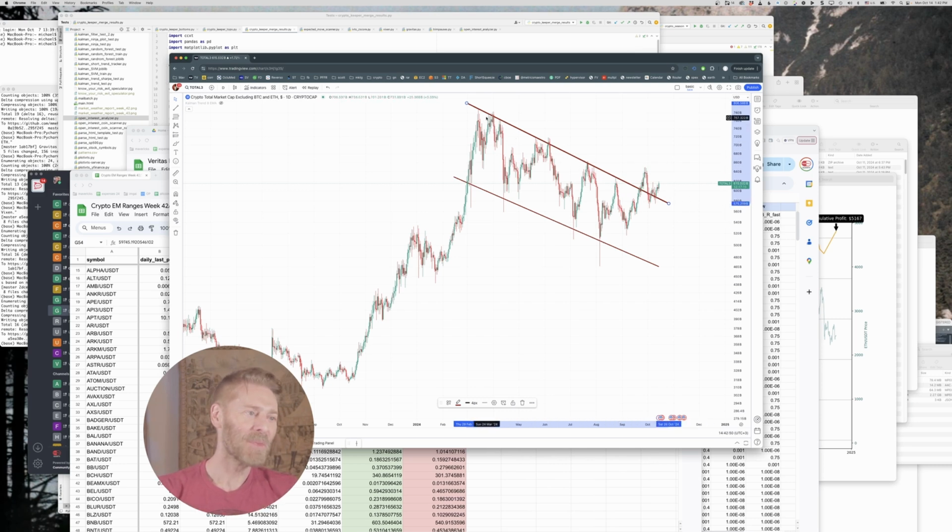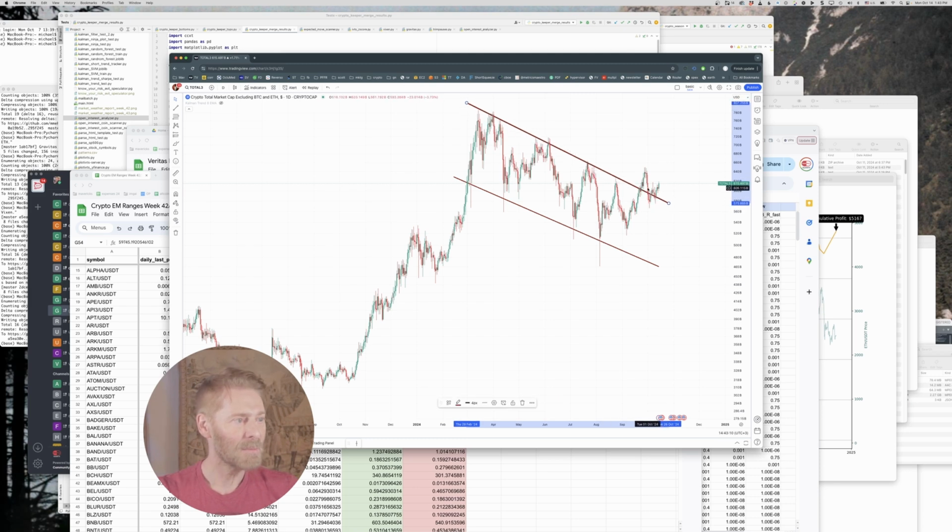So we have this upper resistance line here, right? This cluster of resistance that we've built. I mean, another way of referring to this was a series of lower lows and lower highs, right? Boom, boom, boom, boom, boom. Basic technical analysis. So what happens?